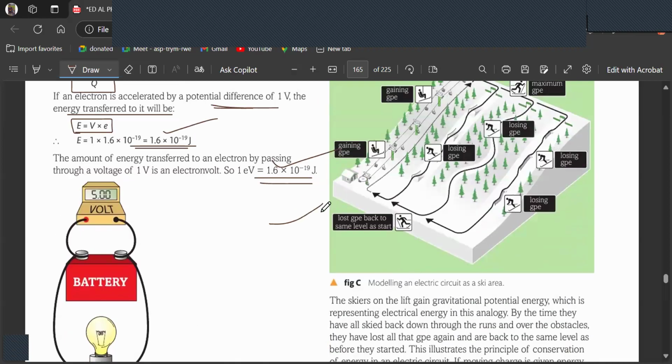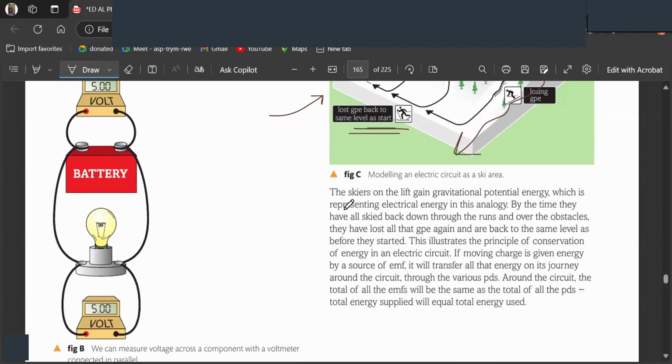Now this is an example of another model as well जहाँ पे आपने एक change in height भी represent किया. That makes it actually easy to understand how the gravitational potential energy is the highest at the top. फिर जैसे जैसे height कम हो रही है we can see by the model कि GPE lose भी हो रहा है और बिल्कुल lowest level पे minimum GPE कैसे था. The skiers on the lift gain potential energy, which is representing electrical energy in this analogy. By the time they have all skied back down through the runs and over the obstacles, they have lost all that GPE again and are back to the same level as before they started.